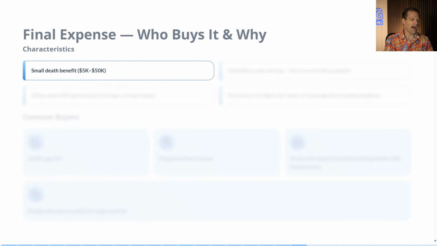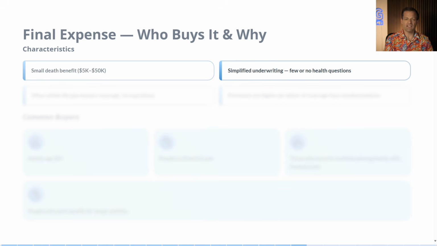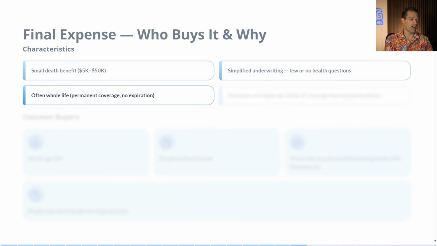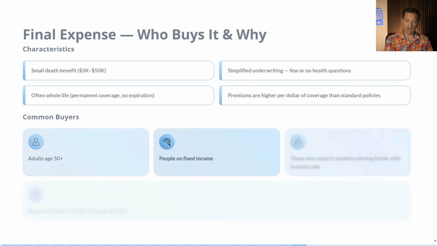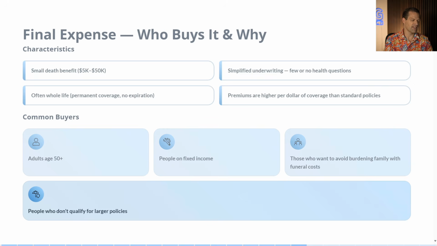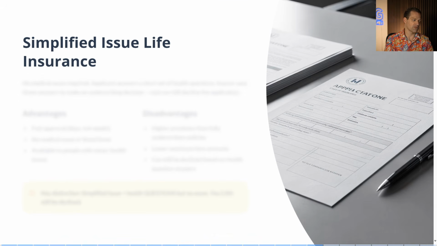So who buys it and why? Typically people who need simplified underwriting. There's usually no medical examinations. There's few questions, sometimes no questions. It's often whole life insurance, permanent coverage. Now premiums are higher per dollar because the people typically are older and have health issues. So common buyers include people 50 and older, people on a fixed income, those who want to avoid burdening family with funeral costs, and people who don't qualify for larger plans.